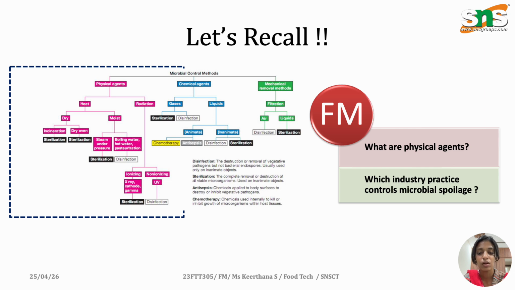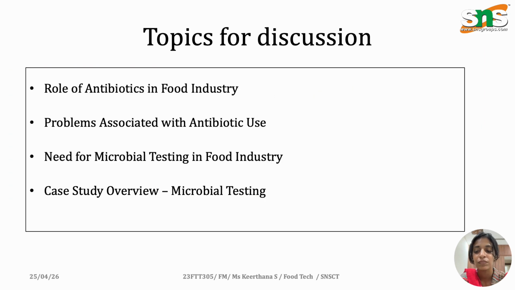Let's quickly recall what physical agents and practices control microbial spoilage. Great. Now today we move into a more critical area: how antibiotics and testing impact food safety. In today's session, we'll cover the role of antibiotics, problems due to misuse, importance of microbial testing, and real industry case studies. So you'll understand both the benefits and the risks involved.